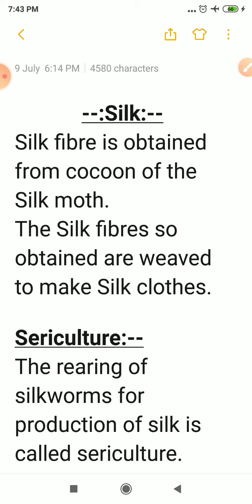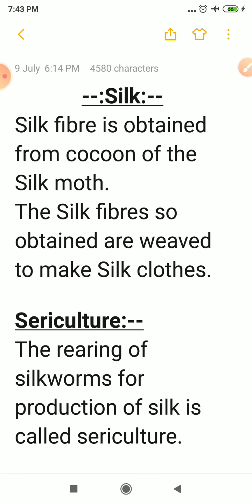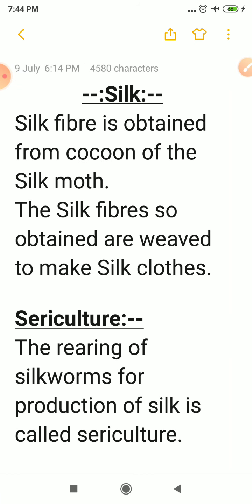In the previous video, we discussed wool, wool yielding animals, and how wool is converted into woolen cloths. In this part of the video, we will discuss another animal fiber, that is silk, how silk fiber is obtained, and how silk fabric is made from this silk fiber.